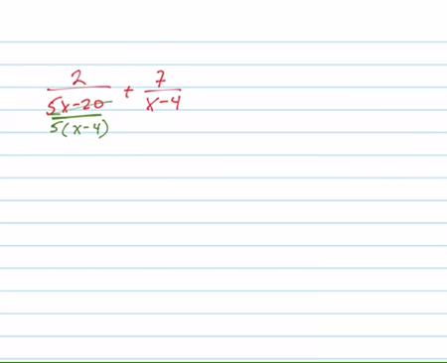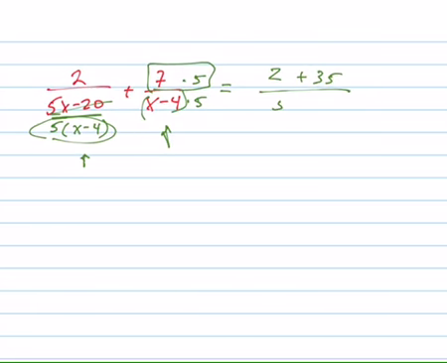So what do I have to get? What's the least common denominator between this and this right here? It's 5 times x minus 4. So what do I have to multiply this by on the top and bottom? 5. So that's going to equal 2 plus 35 all over 5 times x minus 4, which is just 37 over 5 times x minus 4.